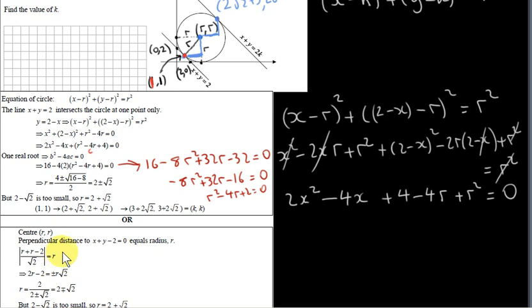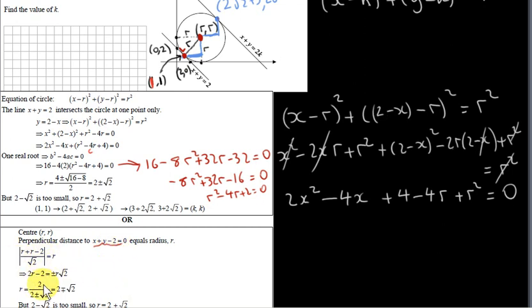Yet another method to do this problem is to consider the perpendicular distance of the center of the circle to this line, because the line from the center to the point of contact is at right angles to the tangent. So the perpendicular distance of this point to this point is equal to the radius. So we can use our perpendicular distance formula of the point (r, r) to the line with this equation, and set that distance equal to r.